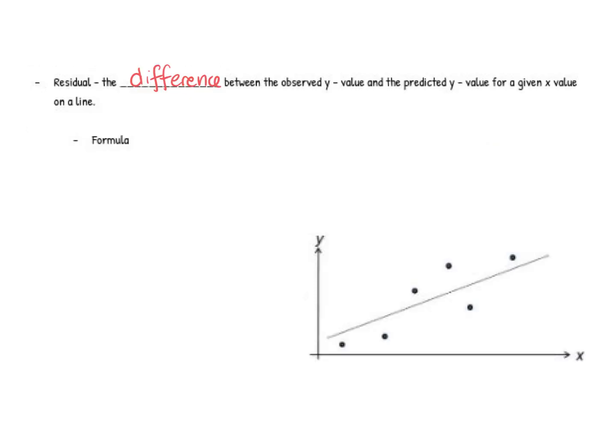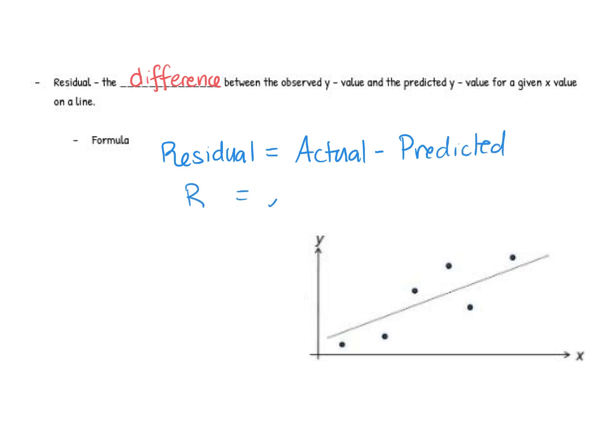We also talk about the residual. The residual is the difference between the observed y value and the predicted y value for a given x value on a line. The formula is residual equals actual minus predicted. So R equals A minus P.